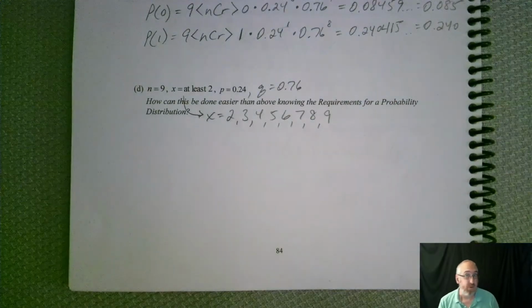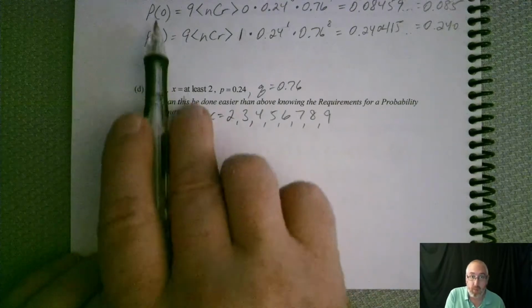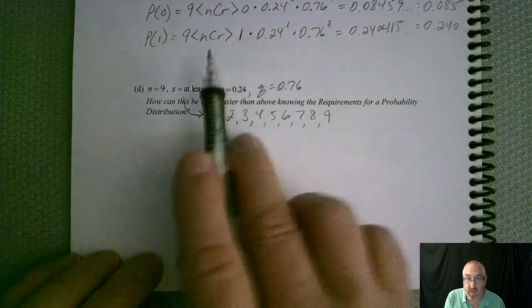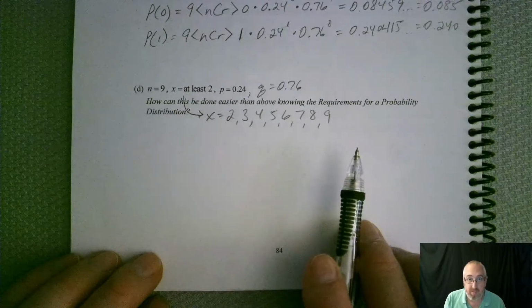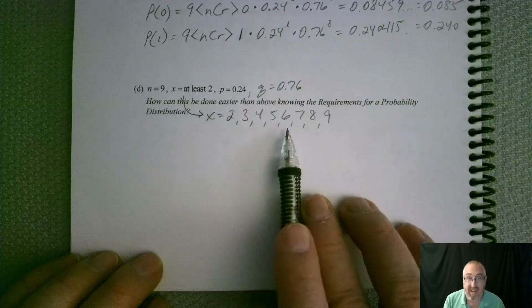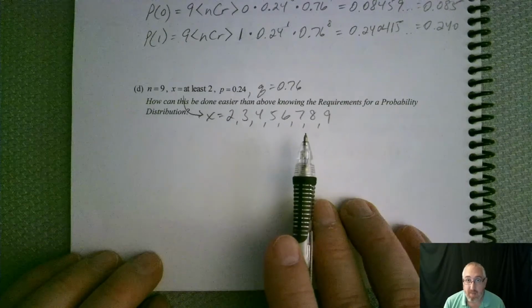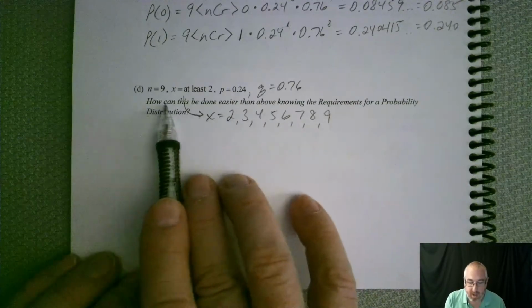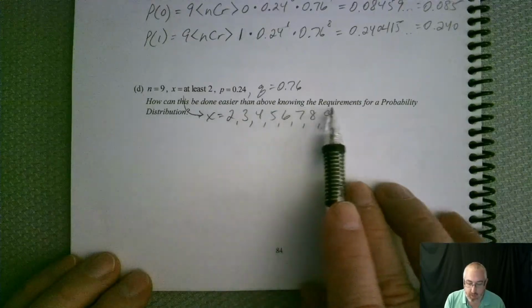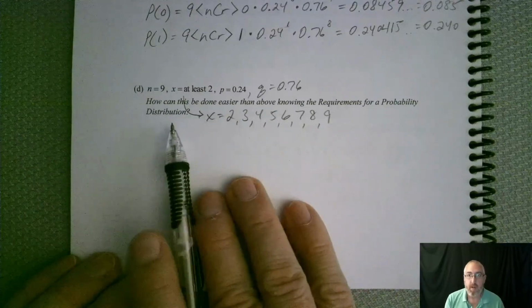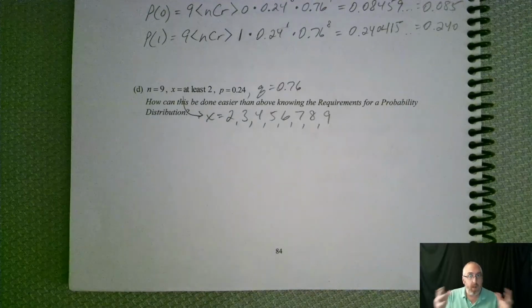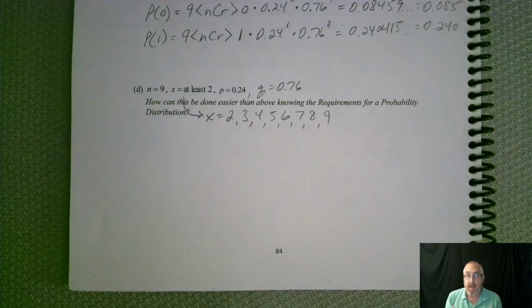Wow, that's a lot of individual cases. So we would have to do all those individual cases, use the formula a bunch of times. 1, 2, 3, 4, 5, 6, 7, 8 times. Ugh, I don't want to do that, and you don't want to do that either. Look at the question. How can this be done easier than the above, knowing the requirements for a probability distribution? What do we know about all the probabilities combined in a probability distribution? All those probabilities combined have to add to 1.